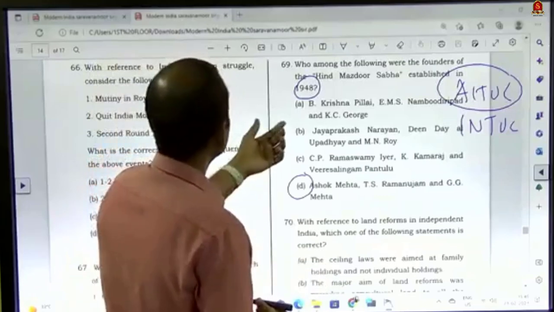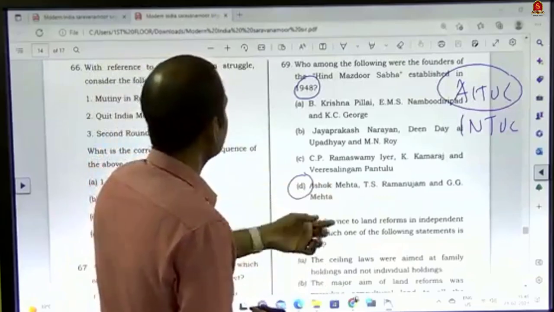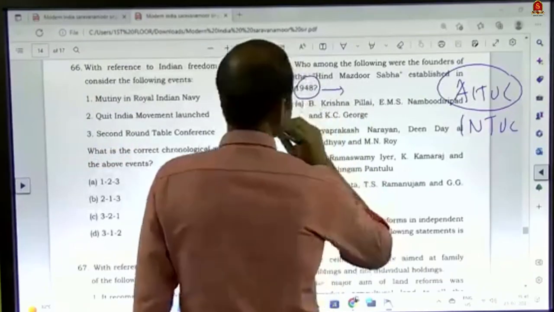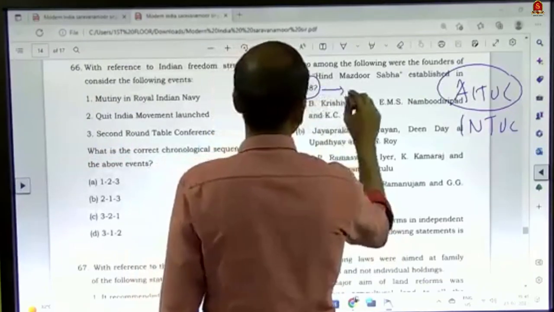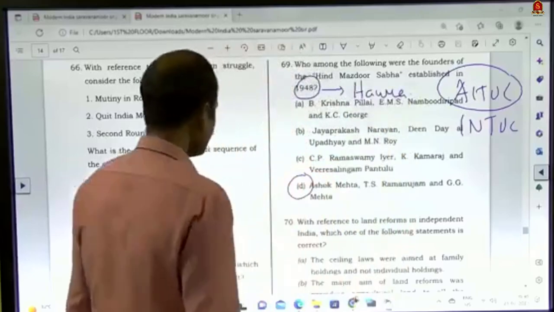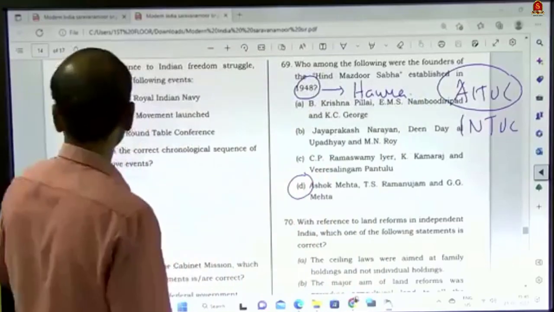organization. That's what Ashok Mehta, Ramanujam, G.G. Mehta, right? They started Hindu Mazdoor Sabha at Howrah in 1948. That is the purpose.